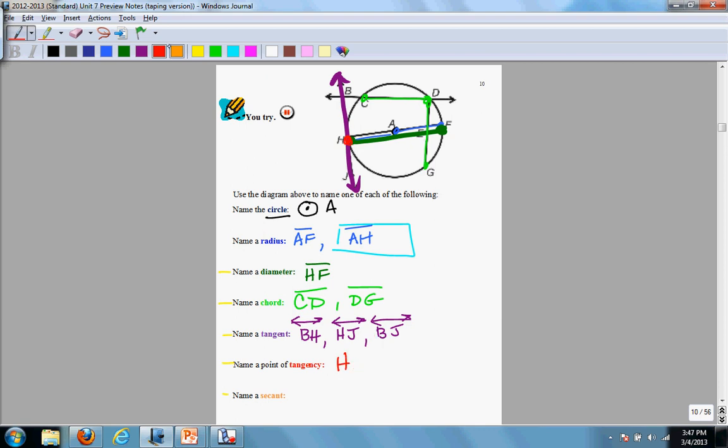You only have one secant. Secant goes through the circle all the way, so again it's a line, and so I would call that line BD with arrows because it goes through. I could even call that line BC because it has arrows going through. So there's your basic vocabulary. Make note of the ones you got right, and especially the ones you got wrong, and go back and restudy this.